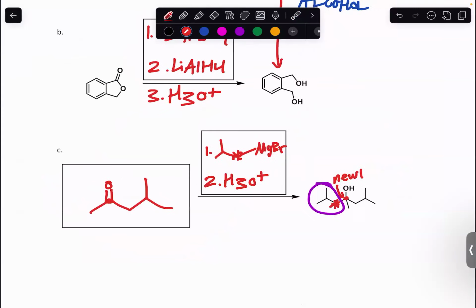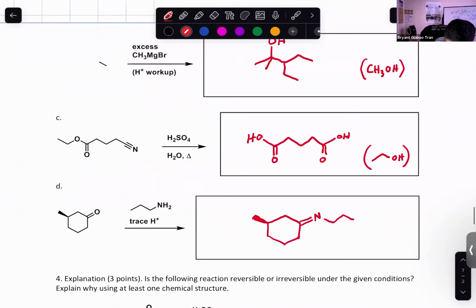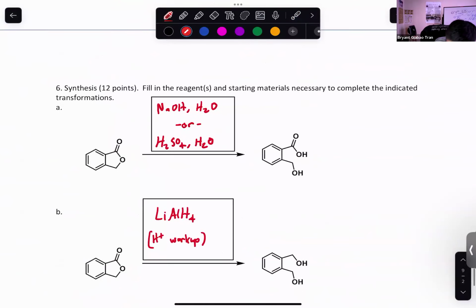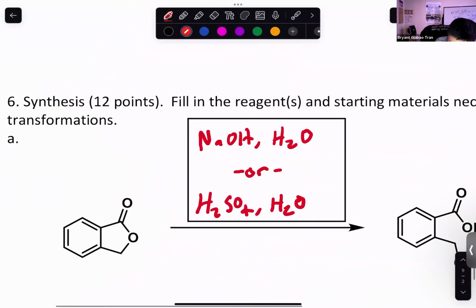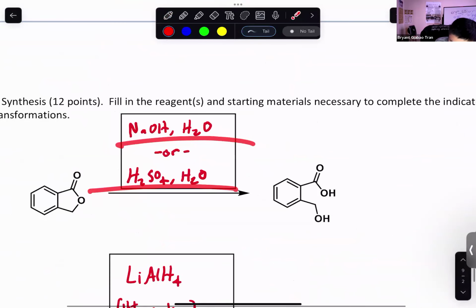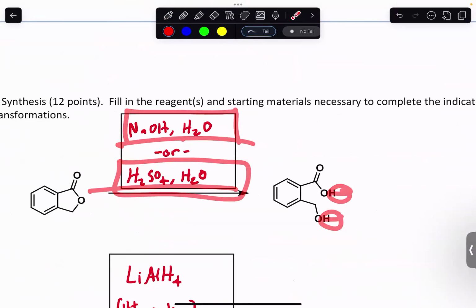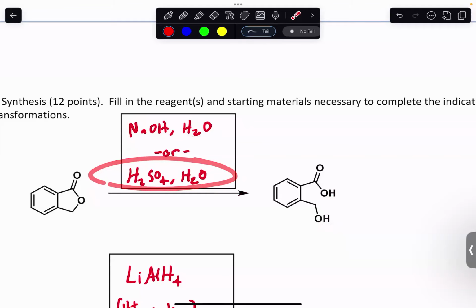Yep, that's good. Okay, now let's check his key to see what he put as the answer. So the first step, he put basic conditions or acidic conditions. But in basic conditions, it would have been the deprotonated version. But for Helix's class, he says to assume acid workup. So you're safe using either route, right? But we did the acidic route, so that works.